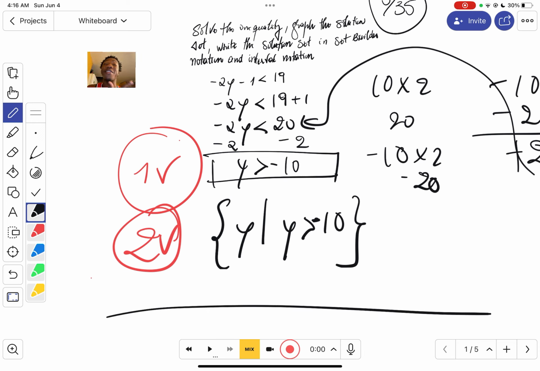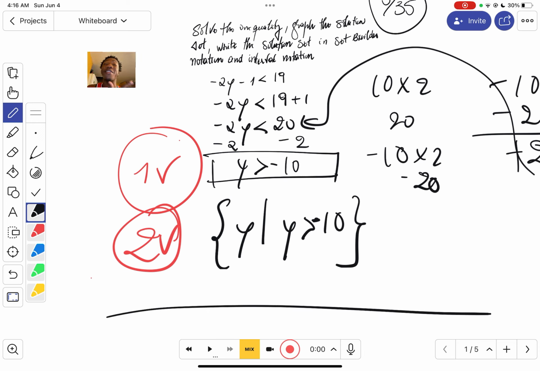So in order to say where you are on the number line, negative infinity is on the left, positive infinity is on the right, and negative 10 is negative, so negative 10 will be on the left. That's not negative 10. There you go, negative 10.